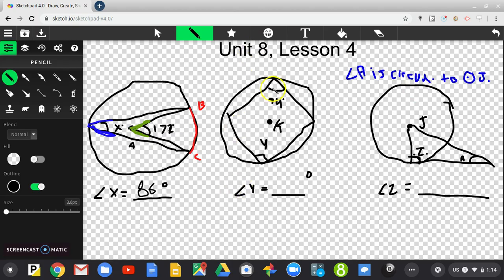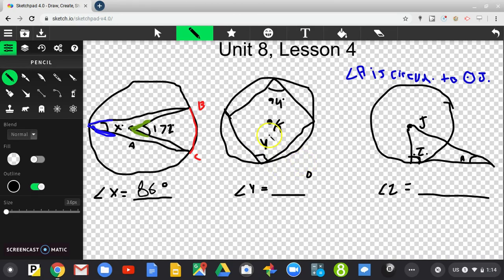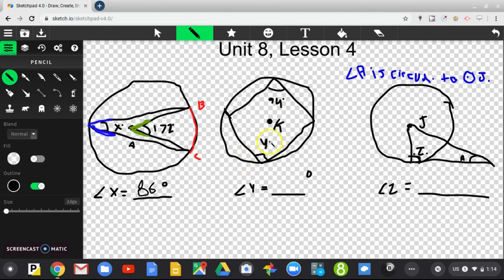Alright, so now we have circle K. That's like a gas station. But anyways, this is supposed to be connected to it. It just shifted over a little bit. So we have a shape in here that's just a quadrilateral, and we see a 94-degree marking, and then this angle Y. We're trying to find that Y right here.